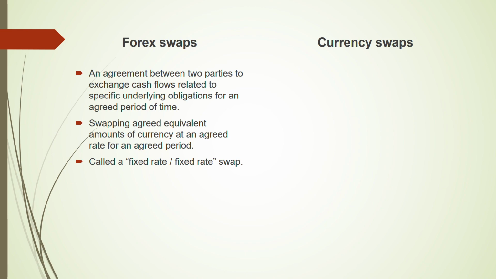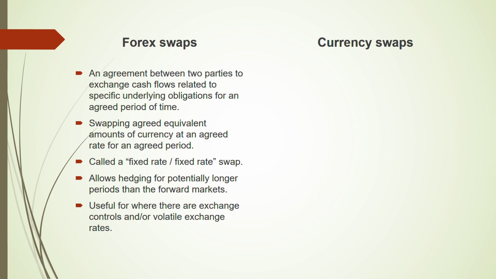Now, it allows hedging for potentially longer periods than forward. Yes, a swap usually allows you to hedge for longer than a forward contract, right? That's the advantage of a foreign currency swap. Then another advantage is it is useful where there are exchange controls or volatile exchange rates. How?